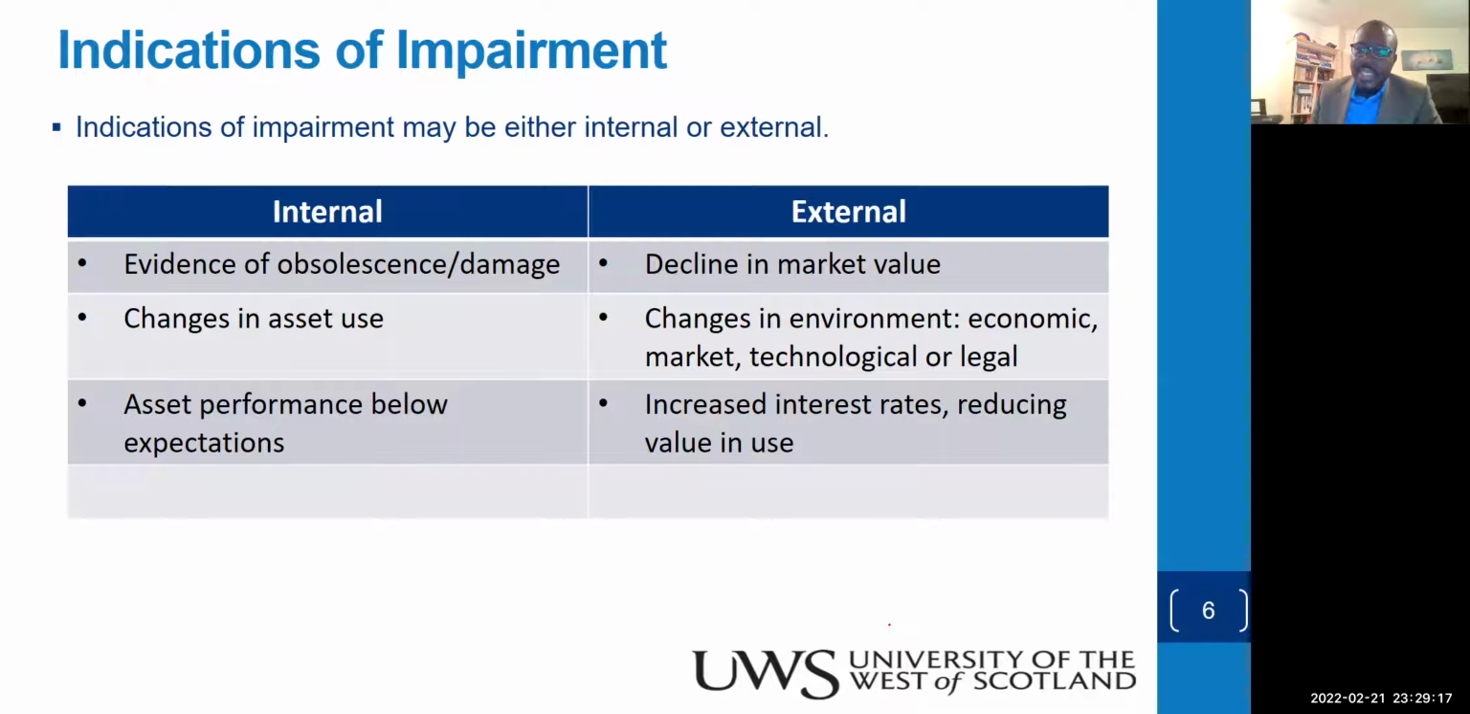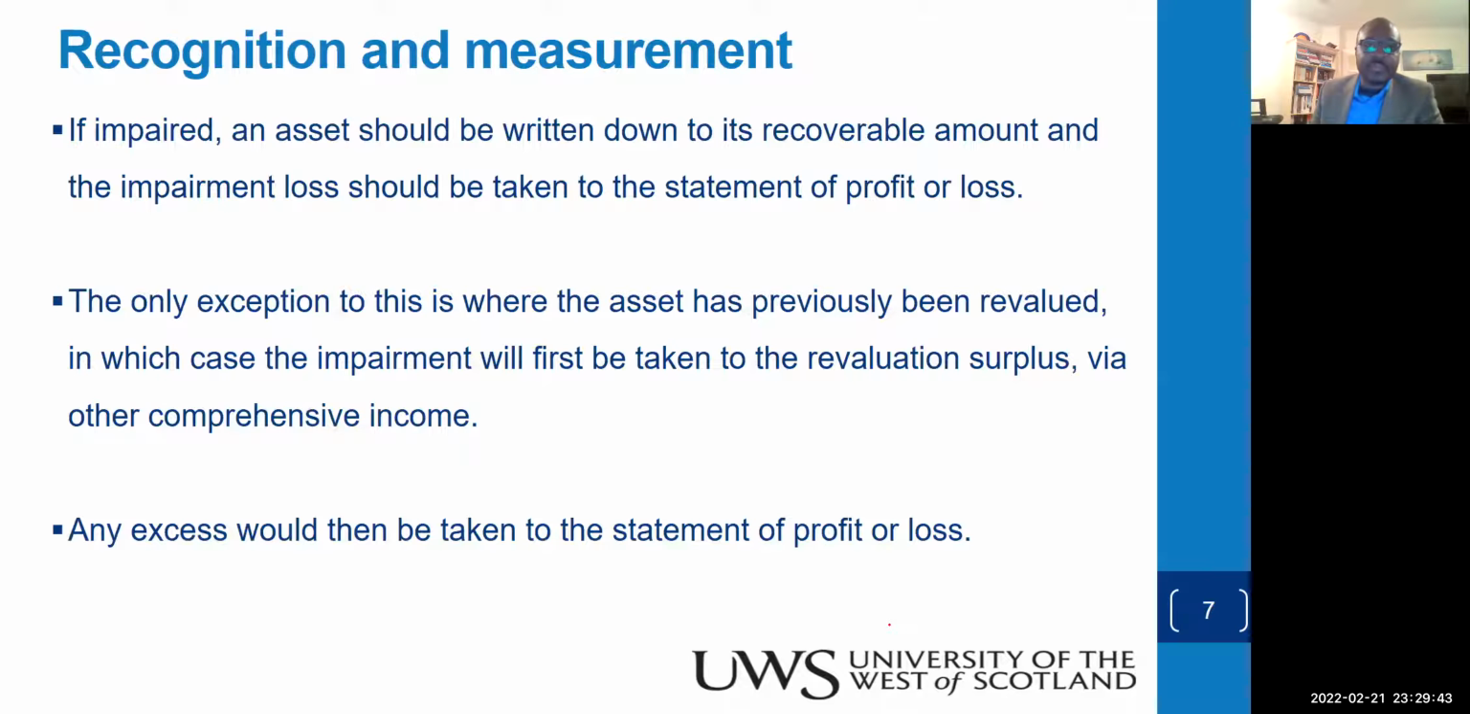Externally, you could look at decline in the market value. We could also look at changes in the environment, which could be economic, technological, environmental, legal, any which could impact the performance. And then again, we should look at increased interest rates, which tend to reduce the value in use. Present value comes in again. Remember, the higher the discount rate, the lower the value. Now, how do we recognize and measure impairments?